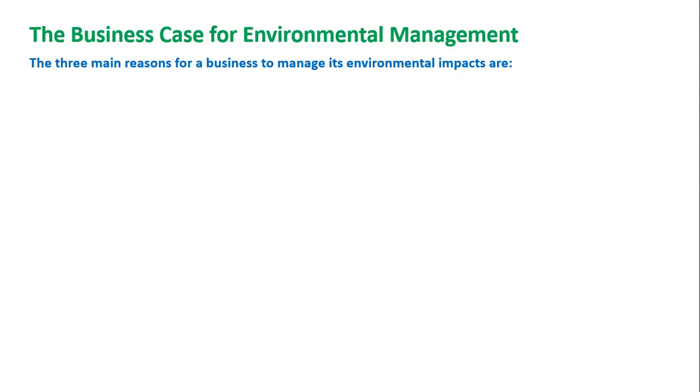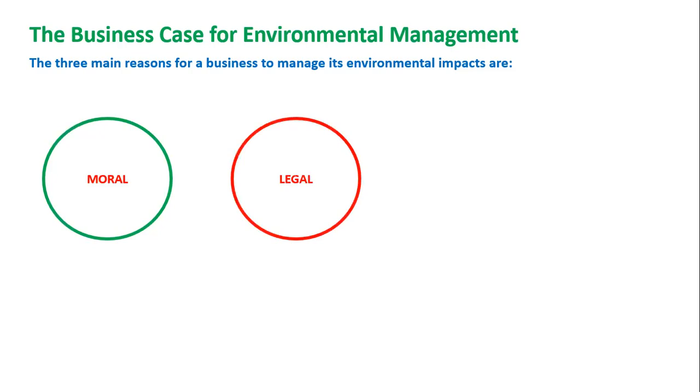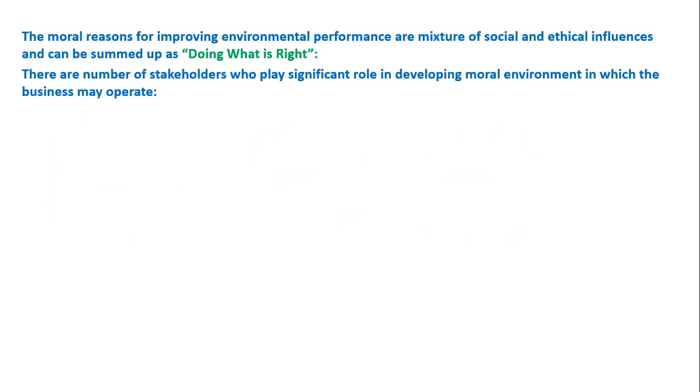So the three main reasons for business to manage its environmental impacts are: first is the moral reason, second is the legal reason, and the third is the financial reason. The moral reason for improving environmental performance is a mixture of social and ethical influences and can be summed up as doing what is right. There are a number of stakeholders who play a significant role in developing the moral environment in which the business may operate.